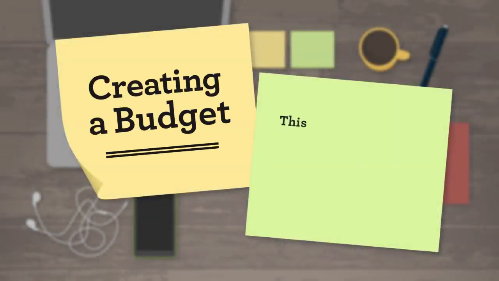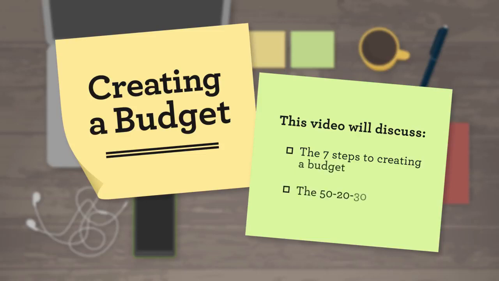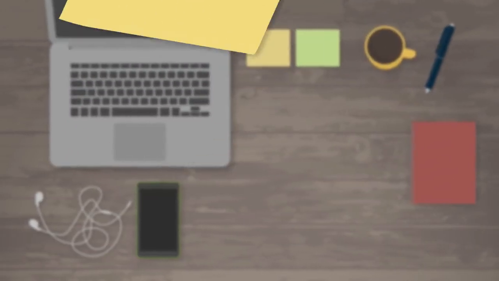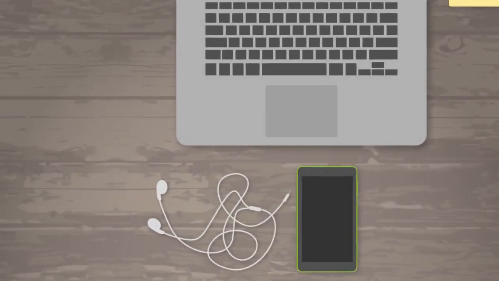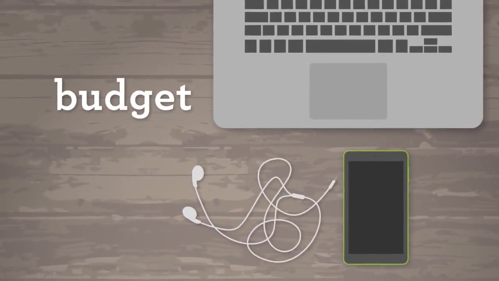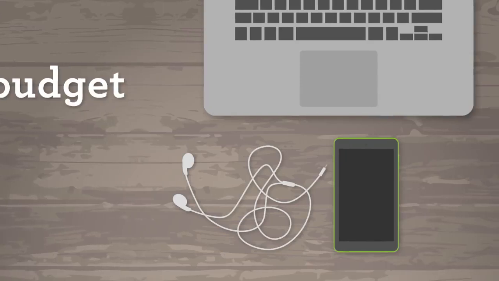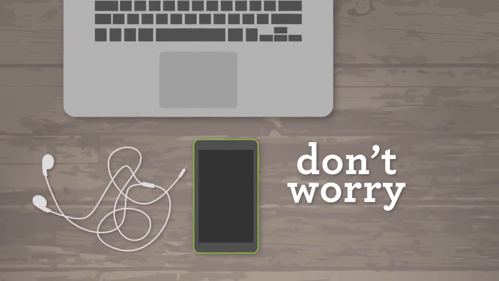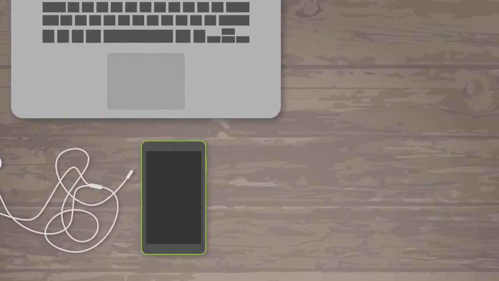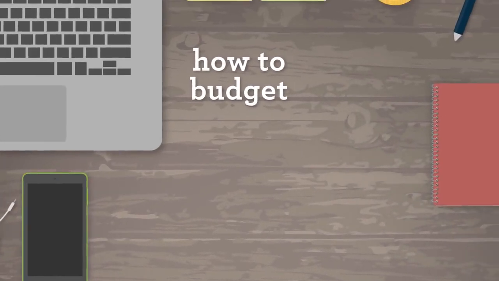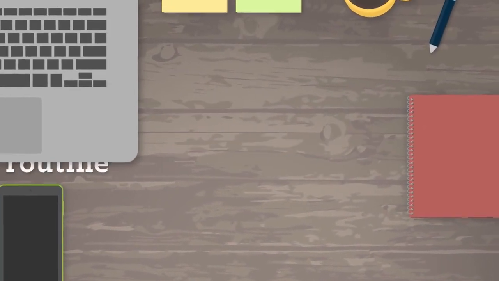Creating a budget. This video will discuss the 7 steps to creating a budget, the 50-20-30 rule. It doesn't matter how much money you have, one of the most important things you can do to manage your money is to budget. If wrapping your arms around such a mighty task seems difficult, don't worry. This video will provide you with step-by-step instructions on how to budget and ideas to make the act of budgeting part of your routine. Step 1.